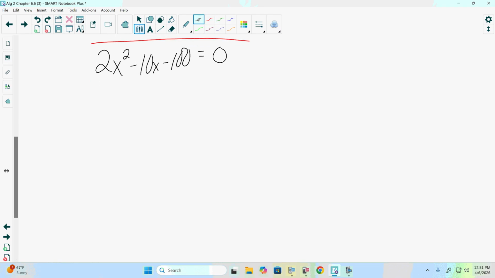Now, because we do have a quadratic equation, 2x squared minus 10x minus 100 equals 0, we need to solve this for x. Now, we can do it by factoring. And the first thing I see is that there is a greatest common factor between 2, 10, and 100, which is 2. And if we factor the 2 out of 2x squared, we're left with x squared. If I factor the 2 out of 10x, we're left with 5x. And if we factor the 2 out of 100, we're left with 50.